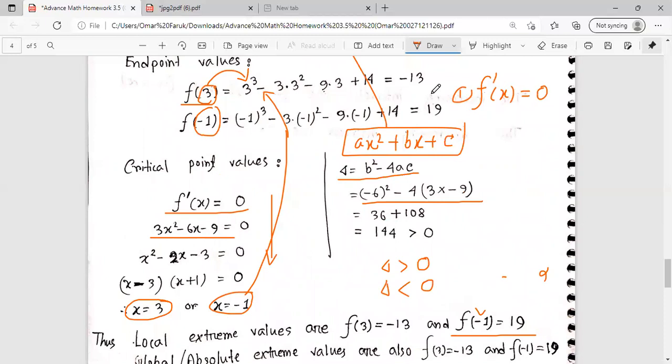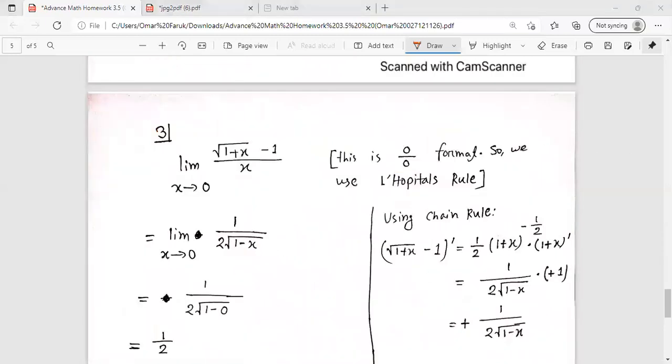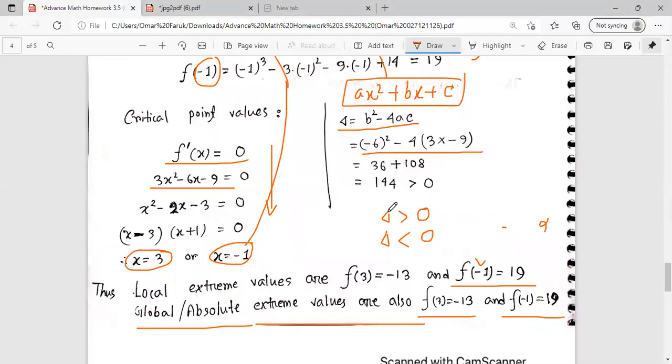Okay, so let me show you another example where del is less than 0.